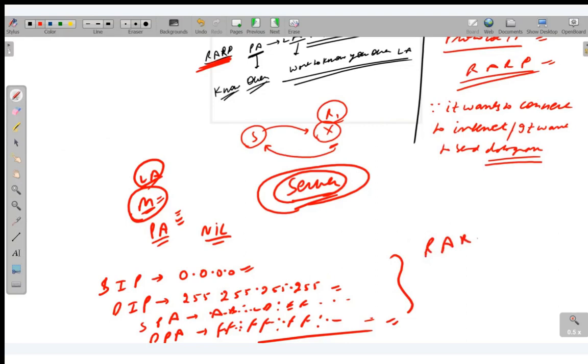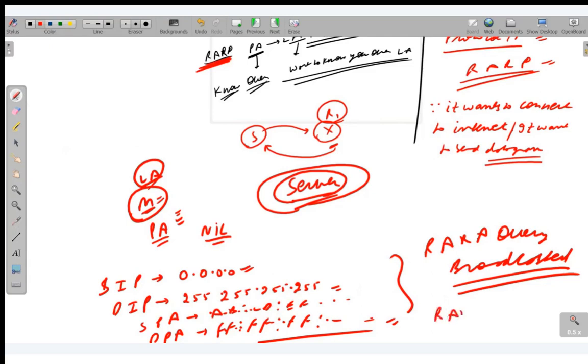Obviously it will be broadcasted. So just like ARP, the RARP query is broadcasted. That means all machines will receive it, and the server will reply. So the RARP query packet is broadcasted and the reply packet will be unicasted, that is for sure, because now you have the source physical address. Query broadcasted, reply unicasted. This is a rule. Query always broadcasted, reply always unicasted. RARP reply unicasted.